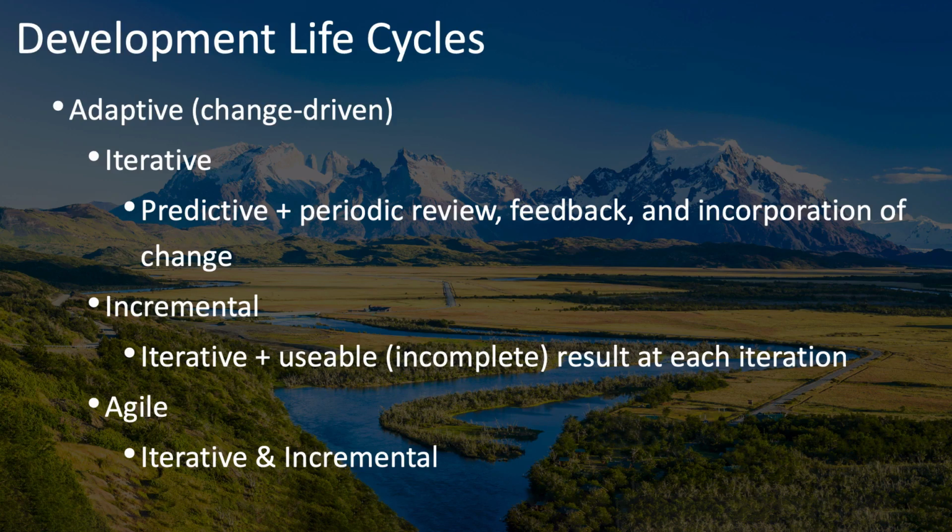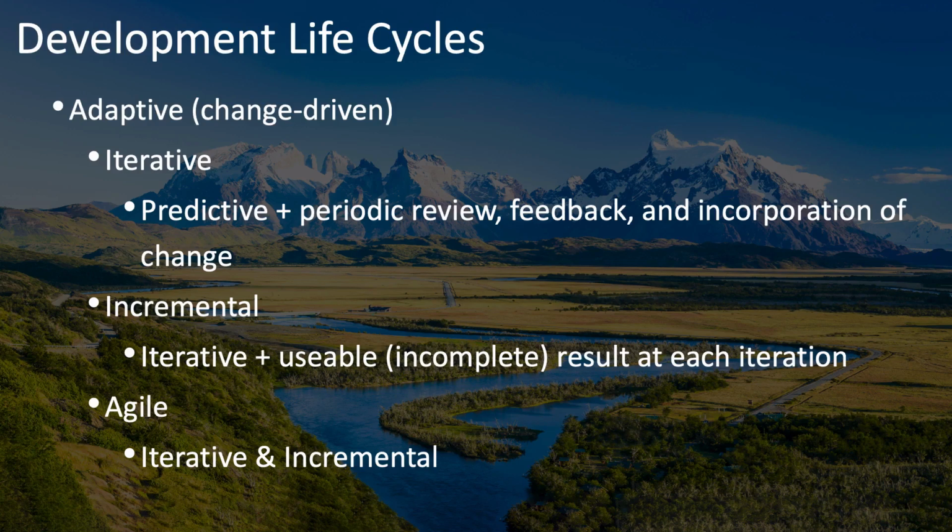The first of these subcategories is the iterative development life cycle. This type is very much like the predictive or waterfall approach, but it has some predefined points along the way at which you review the progress and get feedback, and you actually expect and welcome and incorporate changes on the project. In the iterative life cycle, the scope is fixed, but the time and cost estimates are routinely reviewed and modified as needed.